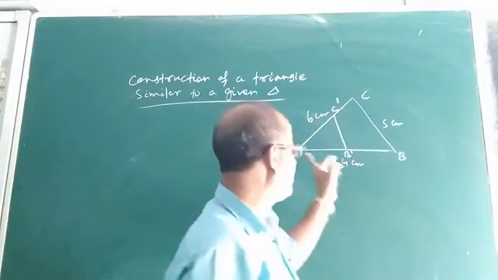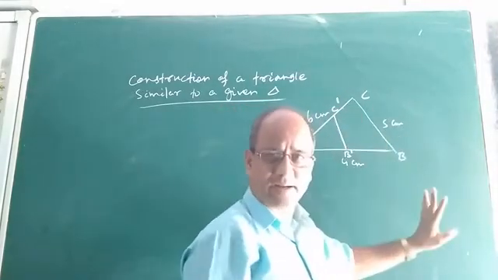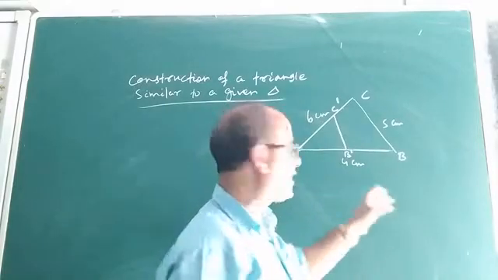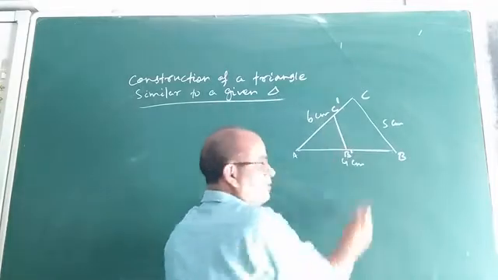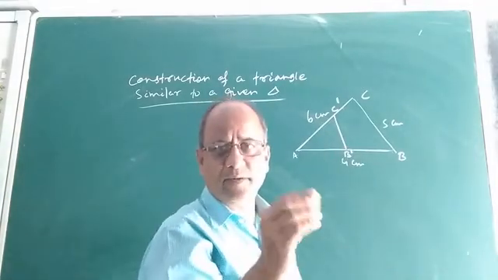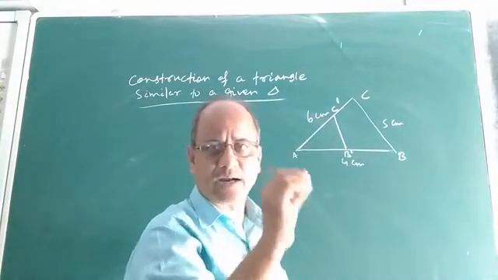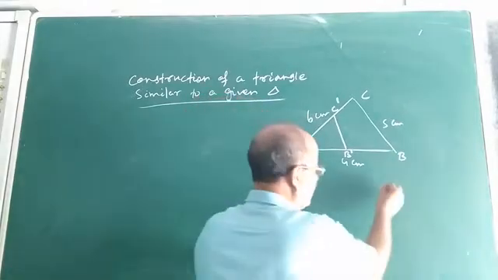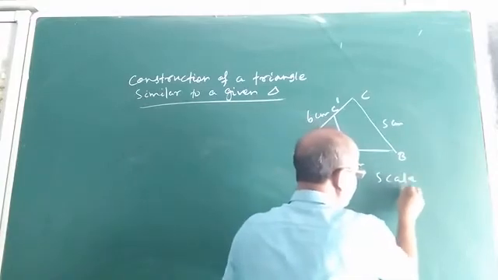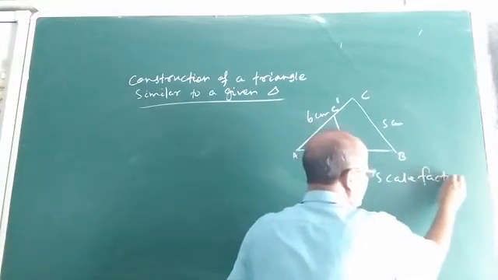So what I mean to say is, if you are given a triangle ABC, how will you construct another triangle, suppose A B dash C dash, such that the ratio of their corresponding sides will be equal to some constant. That constant or that ratio is known as your scale factor. So what is the meaning of scale factor? First we have to understand what is scale factor.